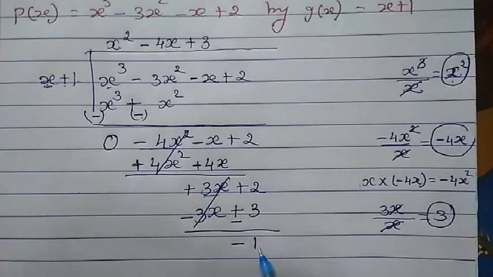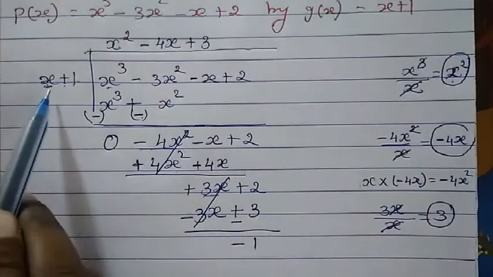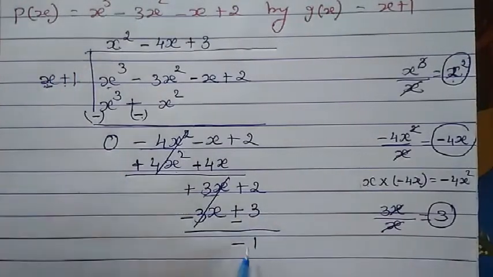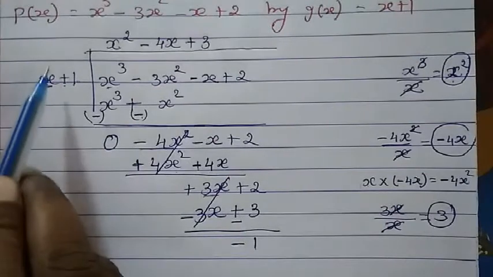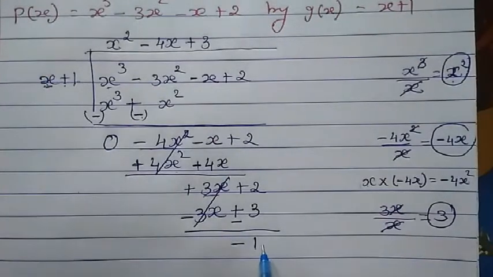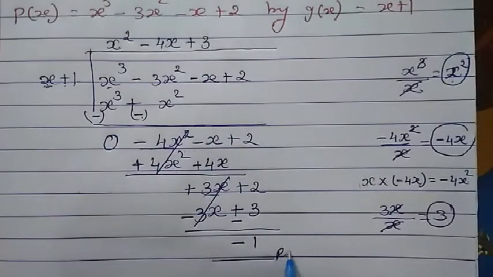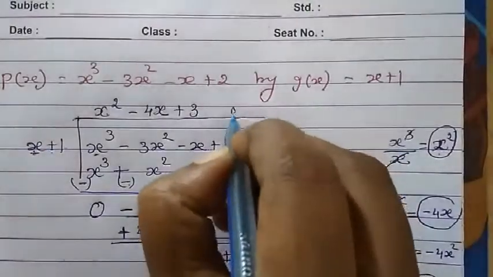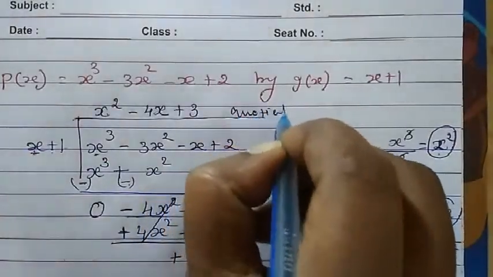Now we cannot continue further because here we have 2 terms and here only 1 term. Plus here the highest degree is 1, here the highest degree is 0. Therefore we stop here. So this becomes our remainder and this becomes our quotient.